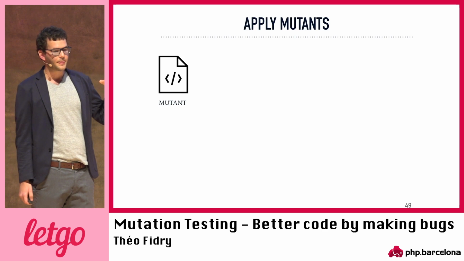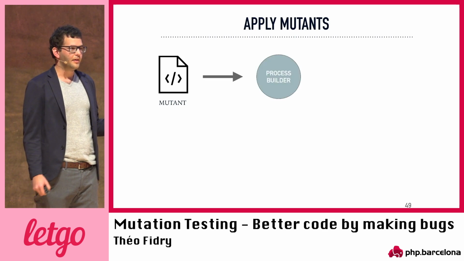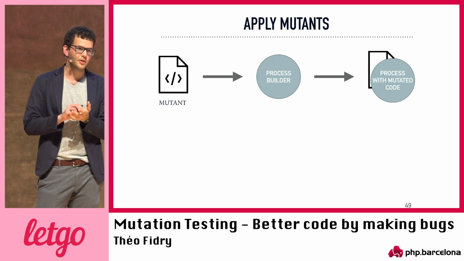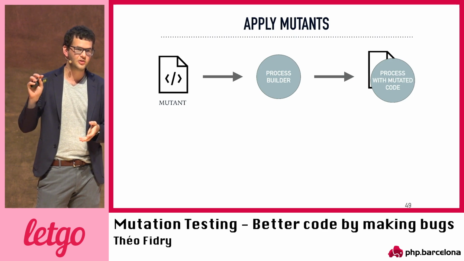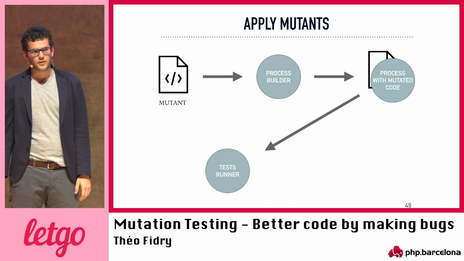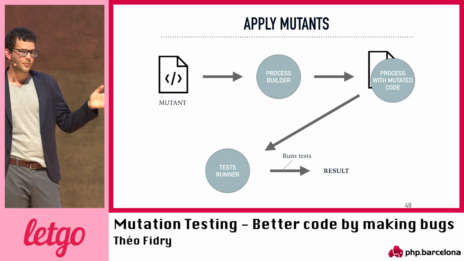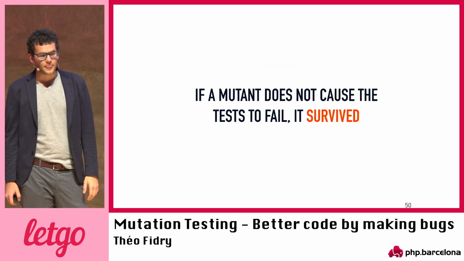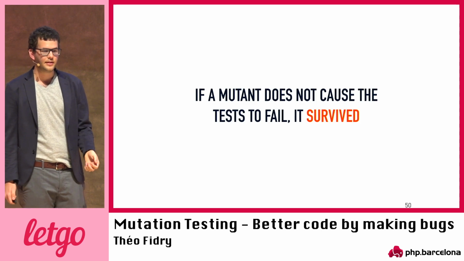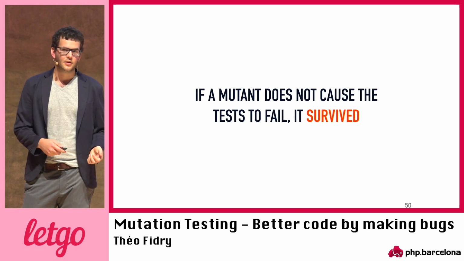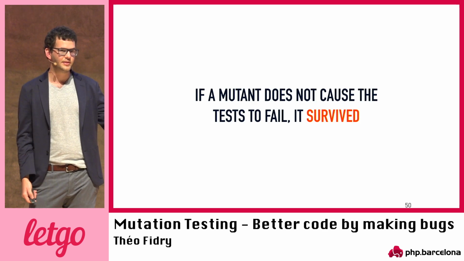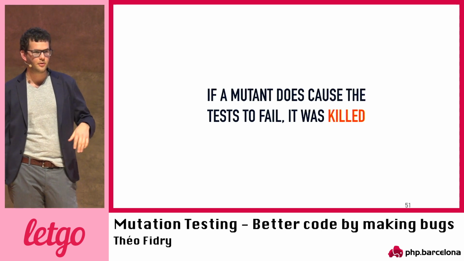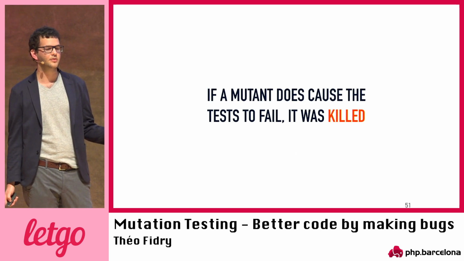And then for each mutant, we have a process builder that's going to create a process in which it's going to apply the mutant, i.e. in which it's going to mutate, change the source code. And a test runner that is going to run the tests in that process, and so we're going to get the result. Did the tests pass or not? If the mutant did not cause the tests to fail, we say that it survived. So it means that the bug that was introduced was not detected by the tests, which is not good. If, on the other hand, the tests failed, the bug was picked up, we say that the mutant was killed.